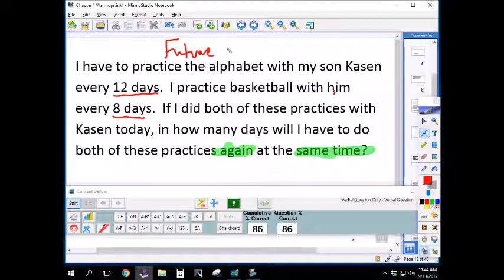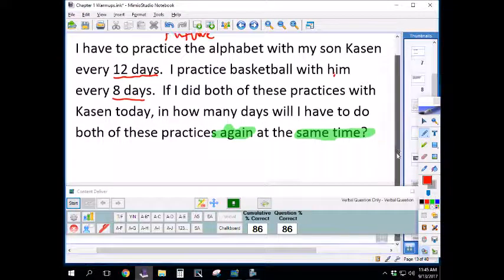Now, remember, you might be saying, well, the word future isn't there, Mr. Garrison. I know that. But it's two things happening on the same day, and then we're trying to figure out when they're going to happen again on the same day, in the future, right? So, let's go ahead and we're not going to find the LCM here. Let's just say this. I'll tell you the GCF, it equals 4. Ask yourself if that would make sense. If I did both of those things with Casey this morning, would I do either of those things in 4 days? No, because I'll do the other one in 8 days from now. I'll do one in 12 days from now. The LCM there would be 24.